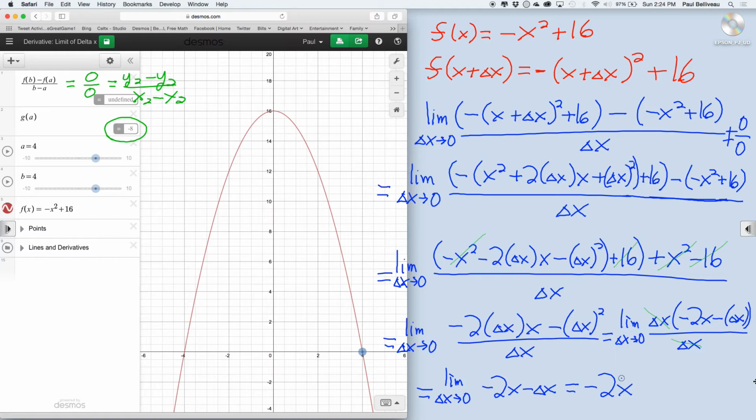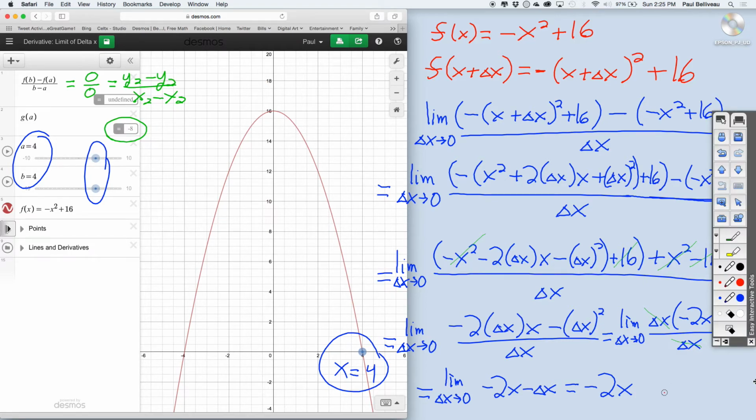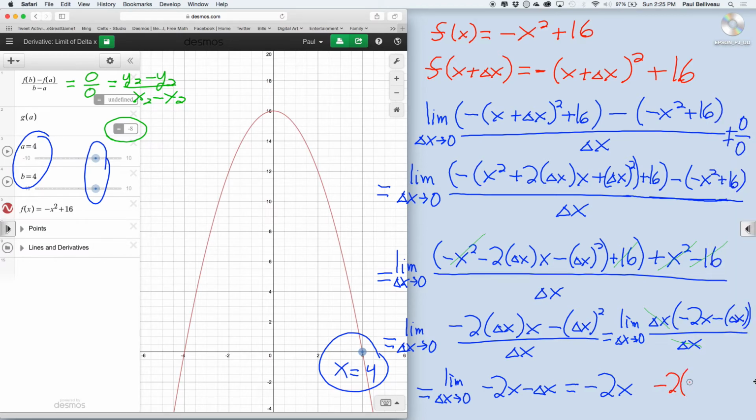After this much algebra, a lot of kids don't remember what the question was. The question was, what's the instantaneous rate of change when we get to the point x equals 4? We have A and B both at 4, and that's where the 2 points are on top of each other. So what would happen if we plug that x value of 4 in for x? Negative 2 times 4 is negative 8.